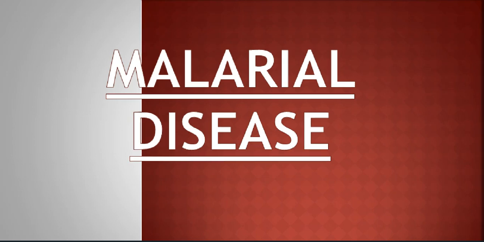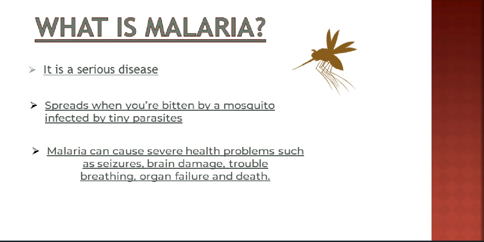In this video we will tell you about what is malarial disease. Malaria is a serious disease that is transmitted through a mosquito bite by the female Anopheles mosquito. When it bites, the mosquito injects malarial parasites into your bloodstream. Malaria is caused by the parasites, not by a virus or by a type of bacterium. If it isn't treated, malaria can cause severe health problems such as seizures, brain damage, trouble breathing, organ failure, and death.